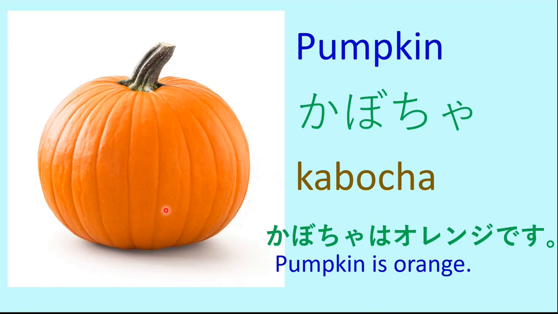Next is pumpkin. Pumpkin is called kabocha in Japanese. Pumpkin is orange. How do we say that in Japanese? Kabocha wa orange desu. Pumpkin is orange. Here the orange represents color, and as we studied last time, color is called iro in Japanese. So pumpkin is orange. Kabocha wa orange desu.